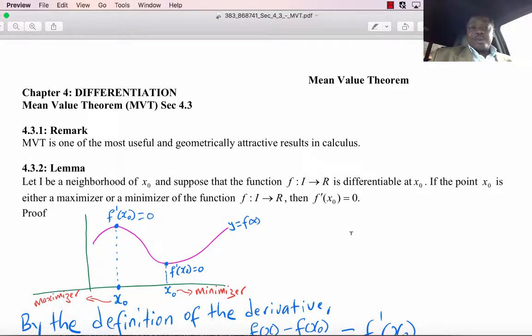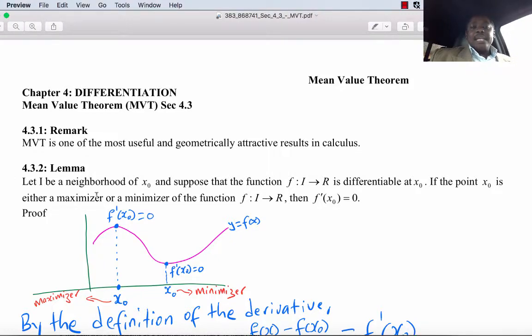Subsection 4.3.1. The mean value theorem, or MVT, is one of the most useful and geometrically attractive results in calculus. Now that we have that out of the way, let's go to subsection 4.3.2. Let's look at a lemma.